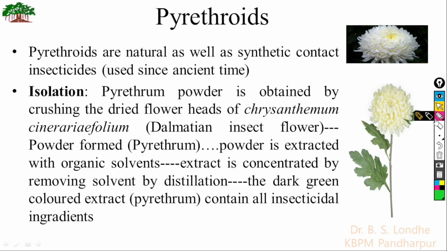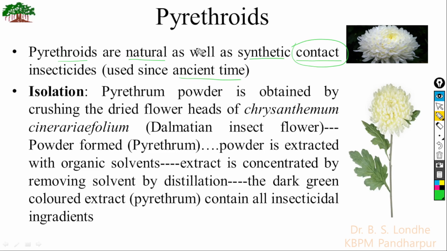So what are these pyrethroids? Pyrethroids are natural as well as synthetic contact insecticides. Remember, these are natural as well as synthetic, but mainly they are contact insecticides. That means by mere contact of these compounds, they show insecticidal properties. These pyrethroids are used from ancient times. From long ago, we have been using them as natural pyrethroids or natural insecticides.